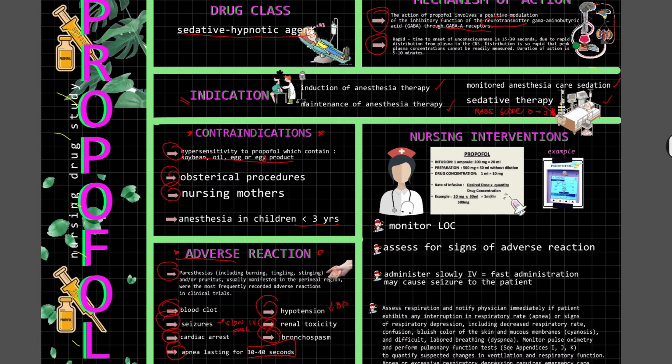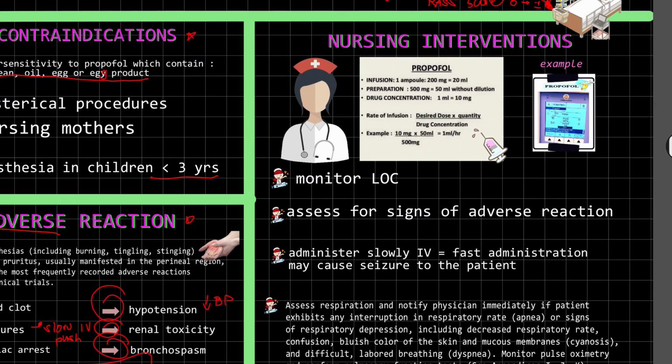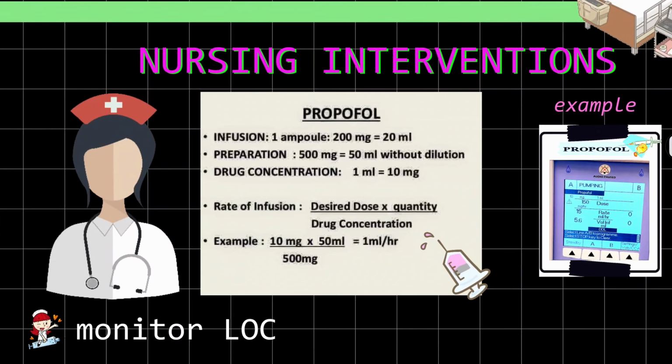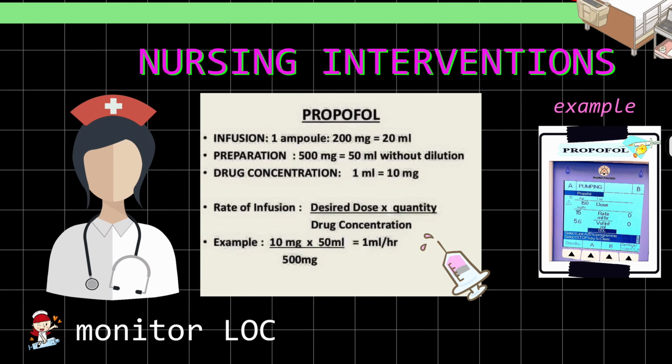We're moving towards your nursing interventions, ang pinaka-favorite mo. Now, before we further proceed with the nursing actions that you have to be mindful of, let's just have a quick review on how you are going to prepare propofol. Now, in terms of infusion, this is how you're going to do it. I want you to understand that one ampule of propofol is equal to 200 milligram is equal to 20 ml. So in one ampule, there is 20 ml of propofol, and that is equivalent to 200 milligram of propofol.